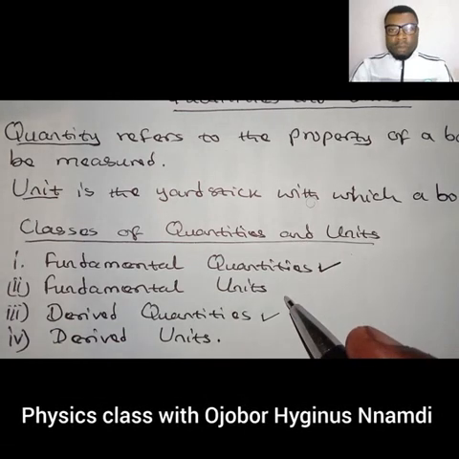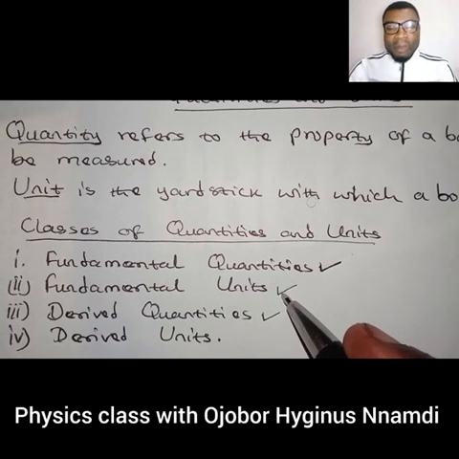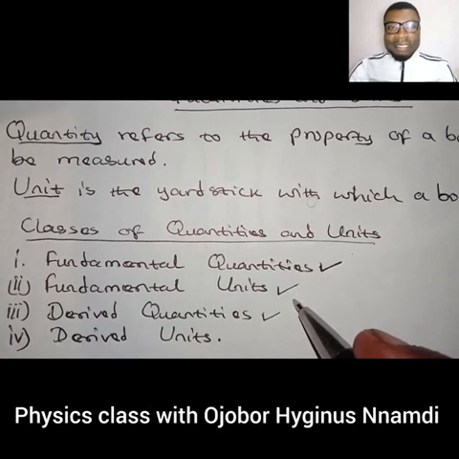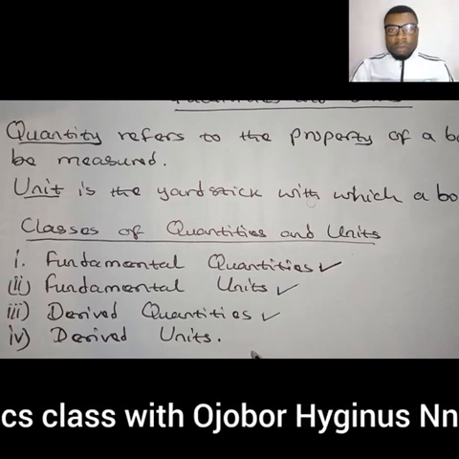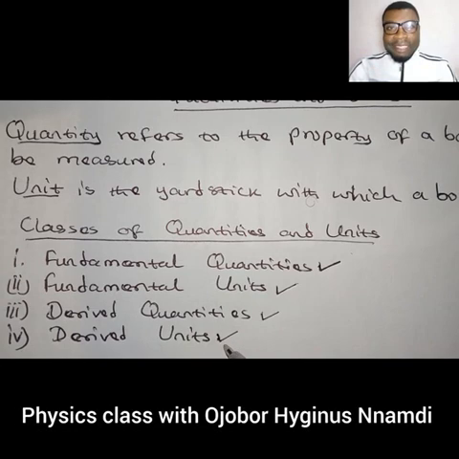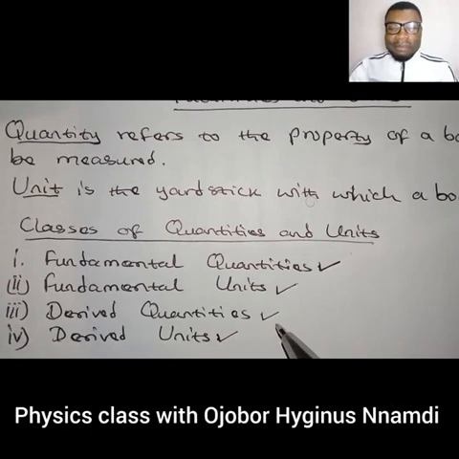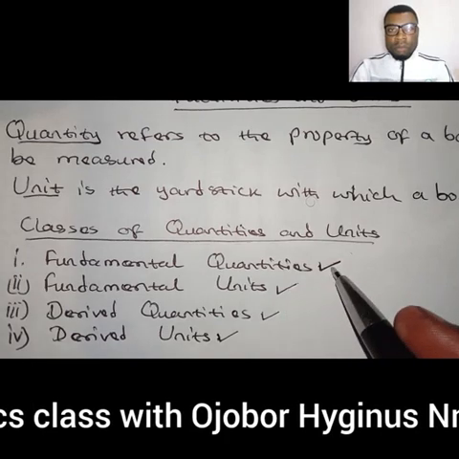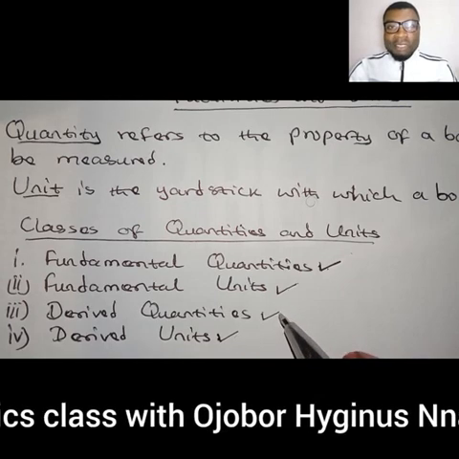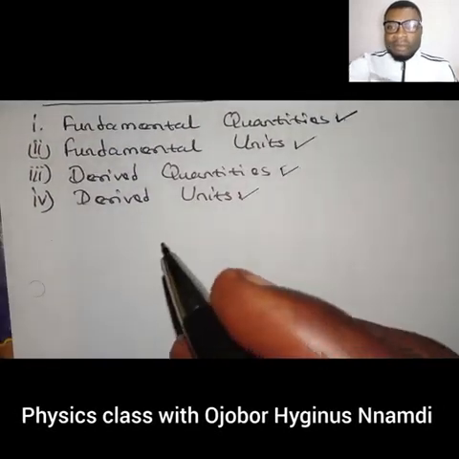The same way we define fundamental quantities, we can define fundamental units. Fundamental units are those units that are independent of any other unit. They do not depend on any other unit. They exist on their own. While derived units are those units that are gotten from the combination of two or more fundamental units. So it means that fundamental units are the units of fundamental quantities, while derived units are the units of derived quantities. So having known this, let us go further to look at examples of fundamental quantities and units.